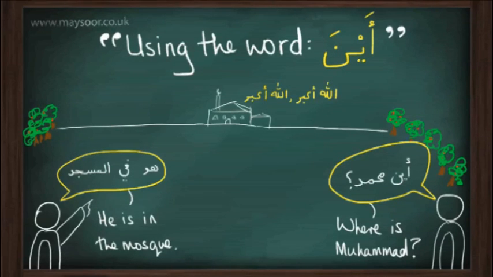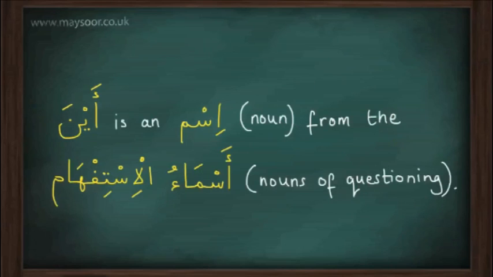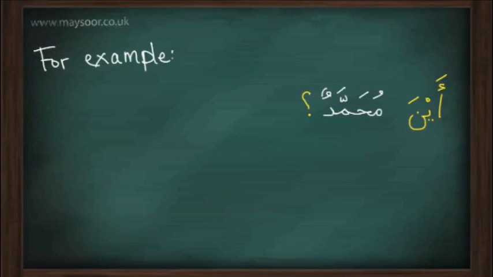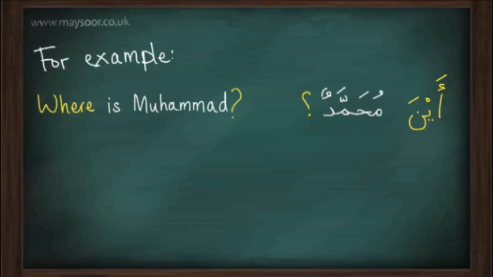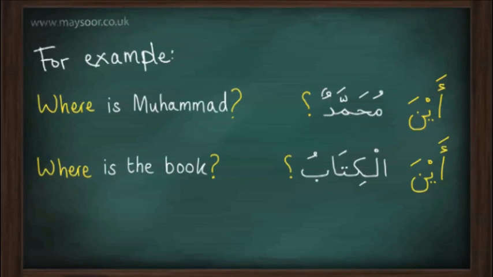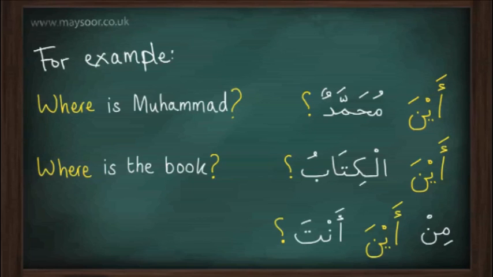Using the word ayna. Ayna is an ism, a noun from the asma'ul istifham, the nouns of questioning. It means where and is used when asking a question. For example, we can say, Ayna Muhammad? Where is Muhammad? Or we can say, Ayna al-kitab? Where is the book? And likewise we can say, Min ayna anta?